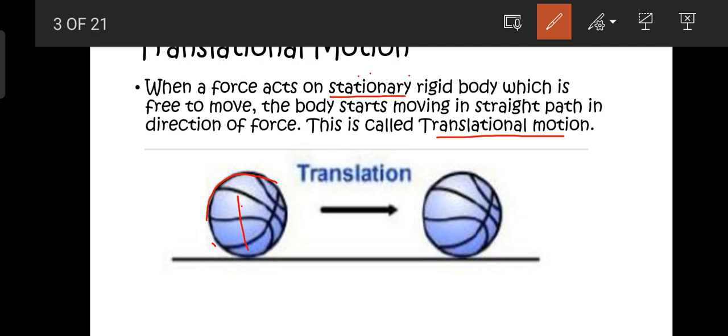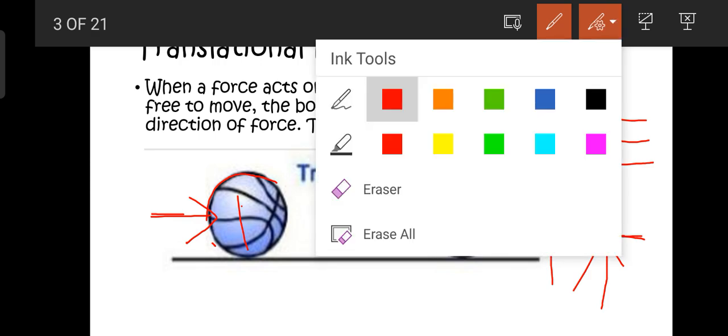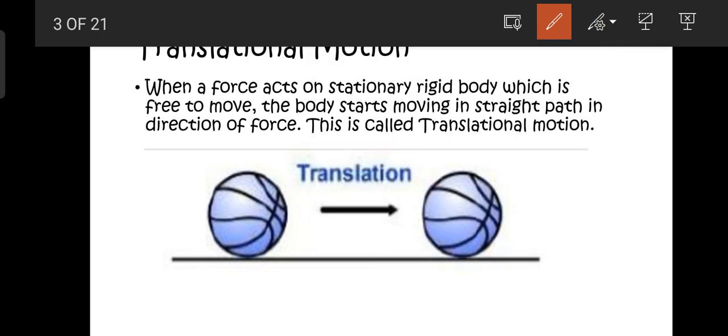So this is the object. Now the force is given from here. So it moves in a straight direction. Okay, it moves in a straight direction. Means, another example, if this is a rod, okay, and if we put a force from here, so the rod will move. Okay, so the rod will move in a straight path, na? So this is only translational motion.